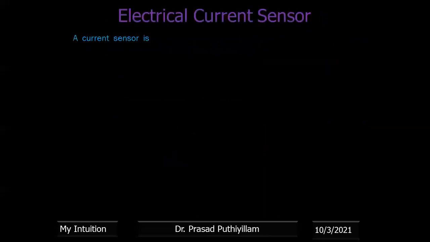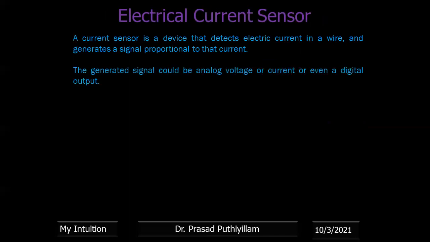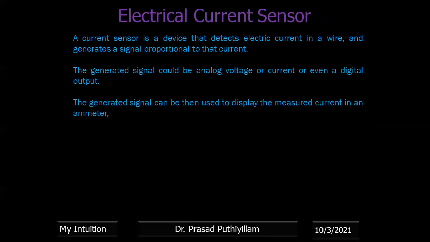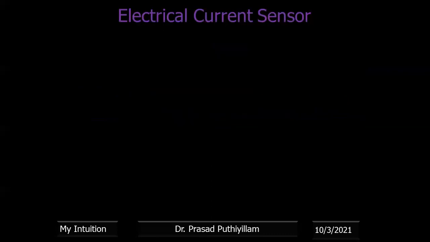The electrical current sensor. A current sensor is a device which detects the electric current in a wire and generates a signal proportional to the current in the wire. The generated signal could be an analog voltage or current or even a digital output. It can be used to display the measured current in an ammeter, or it can be stored and analyzed at a later stage using a data acquisition system, or can be used for the purpose of control.